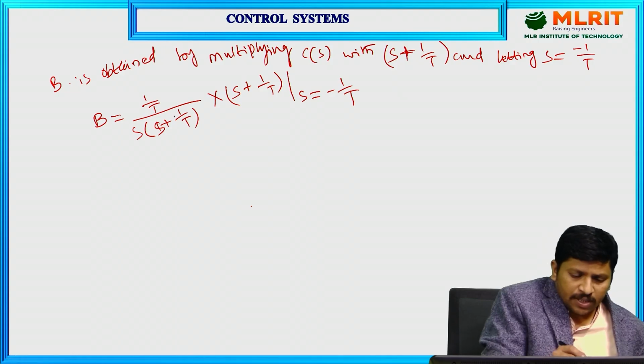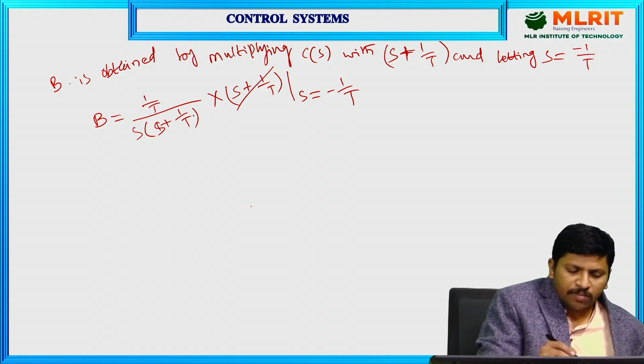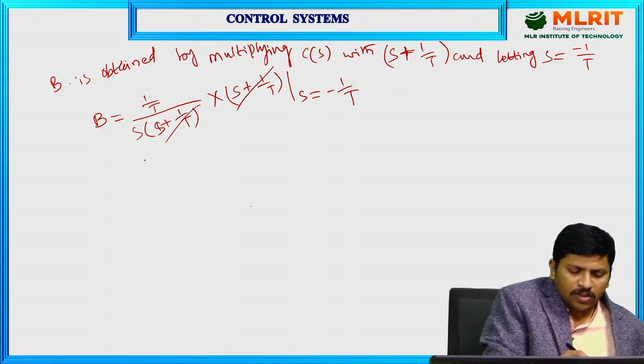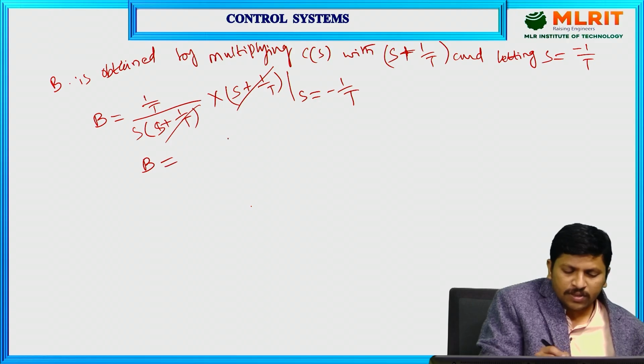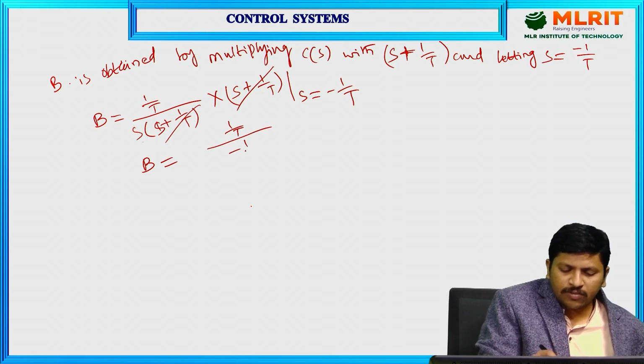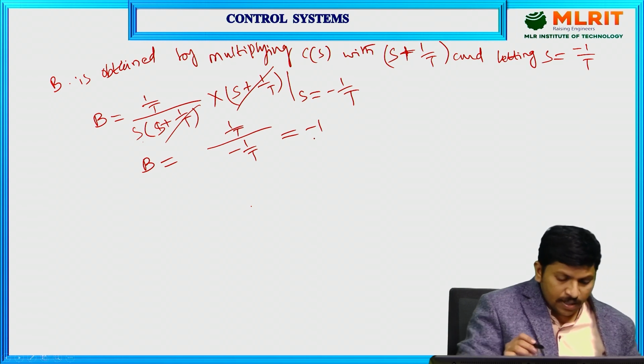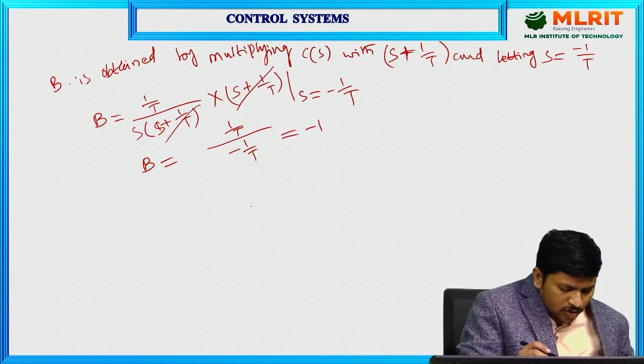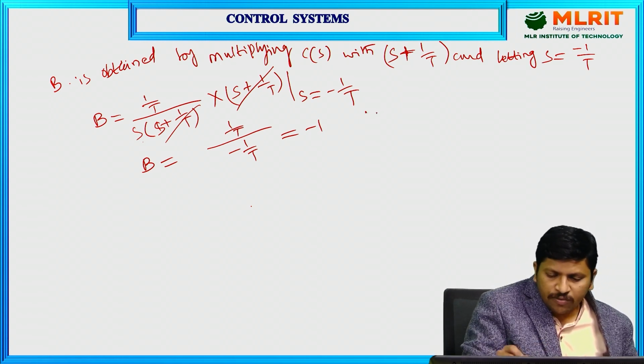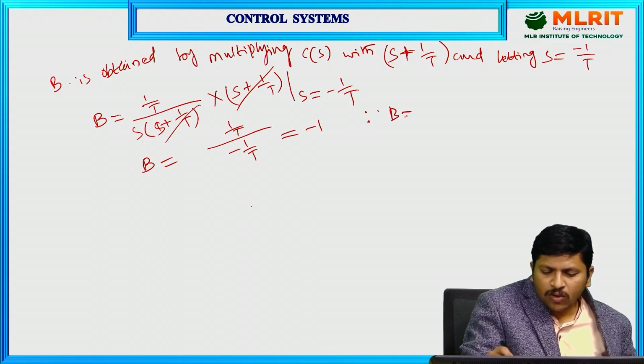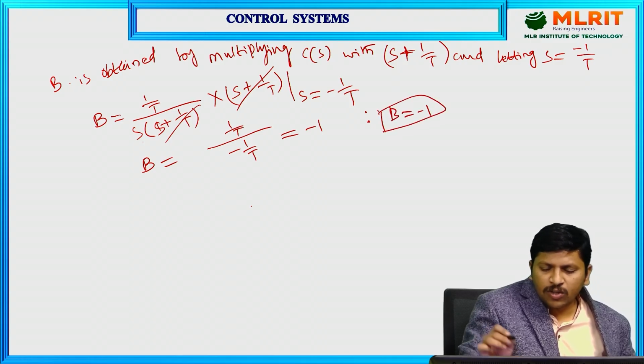Here s plus 1 by t and s plus 1 by t, these two get cancelled. So the B value equals 1 by t divided by s, with s equals minus 1 by t. In place of s substitute minus 1 by t. So 1 by t both cancel and you will get minus 1. Therefore B equals minus 1.